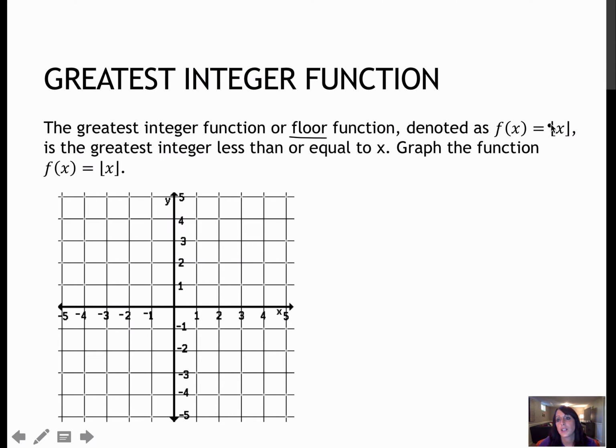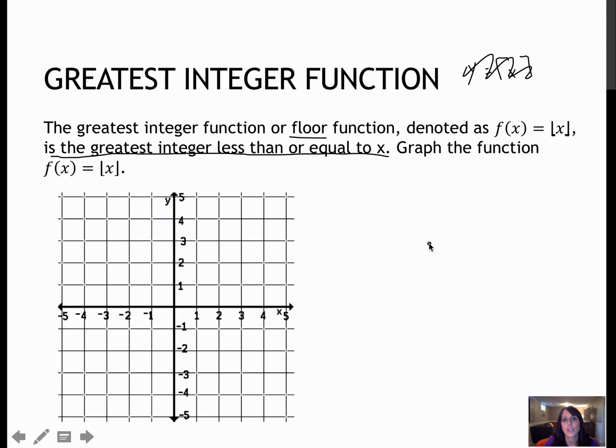And the way that it's denoted is sort of like the absolute value bracket, but notice it's got a little bit of a floor on it, which is how we know that it's different than the ceiling function, which would of course look more like that, which we're not going to talk about today. The floor function turns every value to the greatest integer less than or equal to x.